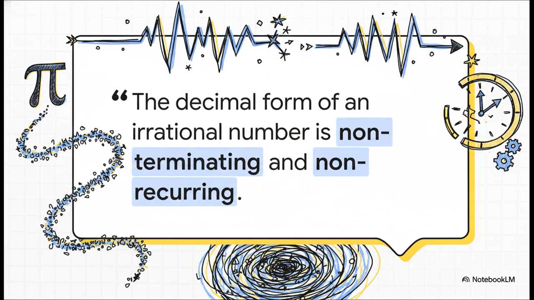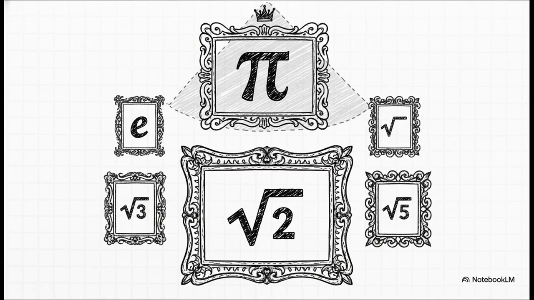And here's what makes it so different. If you write it as a decimal, it goes on forever. But unlike our friendly repeating decimals, this one never settles into a pattern. It's infinite chaos, infinitely long and infinitely unpredictable. And the square root of 2 isn't some lonely weirdo. It's got a whole family of other irrational roots, like the square root of 3, the square root of 5, and on and on.